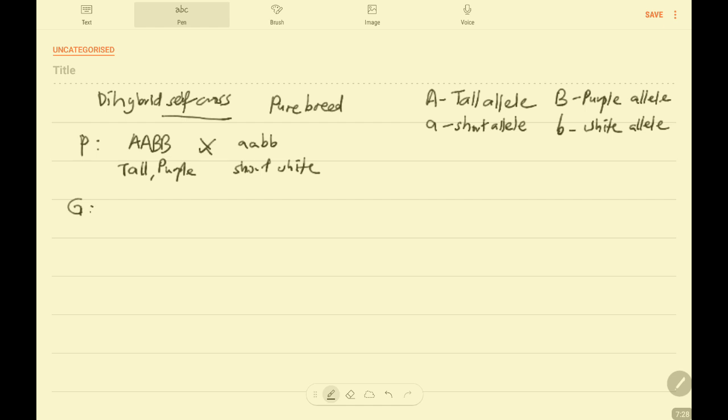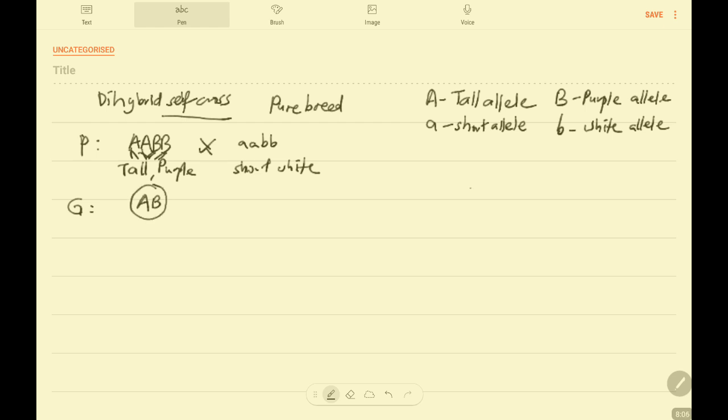So first, we come out with the genotype. Next, we must come out with the gametes. So what are the gametes from these parents? Remember the second law of Mendel, the law of independent assortment. So now big A pairs with big B, or big A pairs with big B. Meaning that for the pure breeding, we have only one possibility of gamete: big A, big B. Okay?